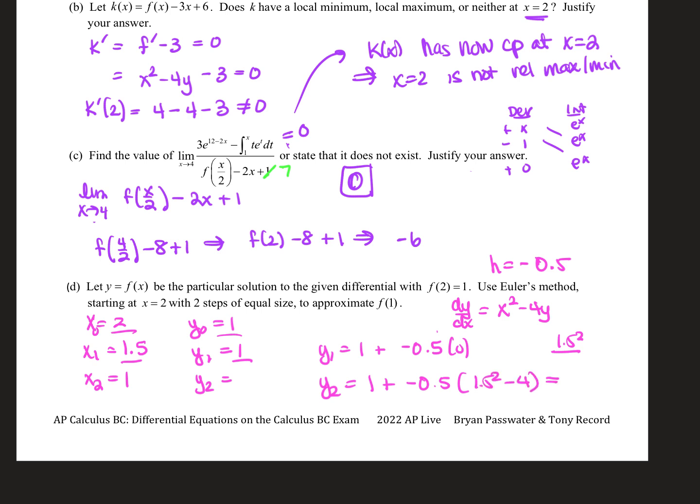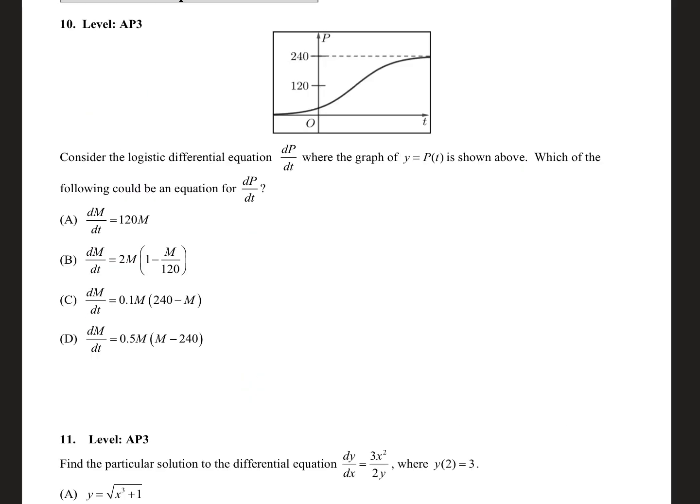And this works out to be 1.875. And that's your Euler's approximation. Back to a logistic, it wants to know which one of these could be the logistic equation above. Remember, logistic is a product of p's.